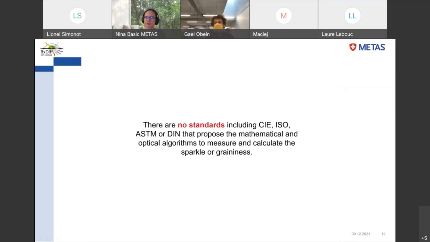Okay. So that's it from the physics point of view. Now we move on to the measurements and how to deal with this. It's very important to say that there are currently no standards that propose any kind of algorithms either to measure or to calculate this sparkle and graininess. And that is a bit of a problem normally, but that's where we come in.